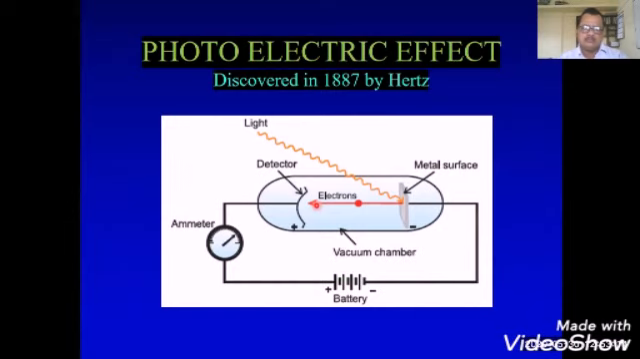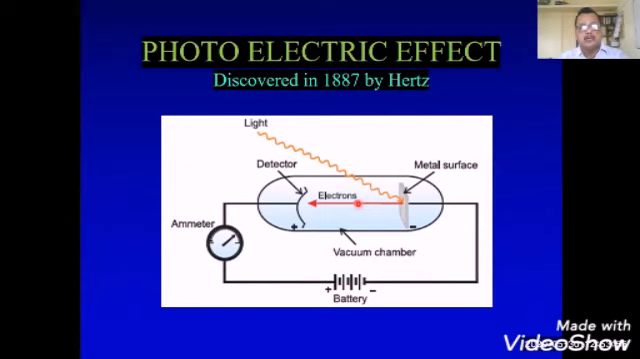At that time, in 1887, light was believed to supply energy continuously. If this is true, then the velocity with which the photoelectrons leave the metal surface would have depended upon the intensity of light. The higher the intensity of light, the more would be the velocity of the ejected photoelectrons, and the more would be their kinetic energy. But it was not found to be so.